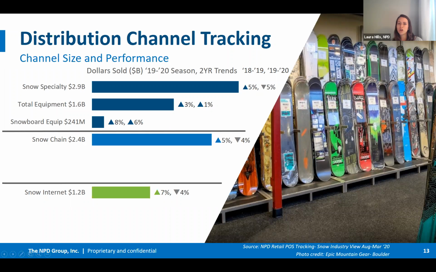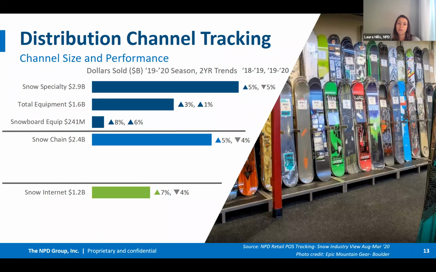So while snow specialty overall fell 5% this past season, when we look at what happened with total equipment and snowboard equipment specifically, we saw that total equipment grew 1% in the channel on top of the 3% growth from the previous season. Additionally, snowboard equipment alone grew 6% on top of a healthy 8% growth the year before. And therefore, snowboard equipment outperformed both total equipment and the specialty channel, both this season and in the 18-19 season previous.